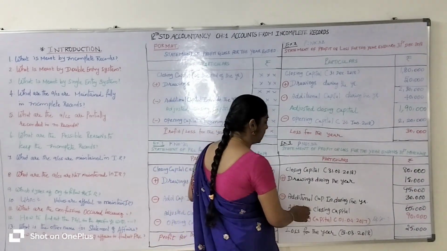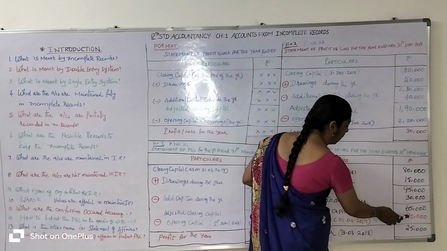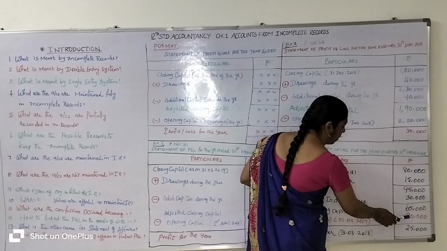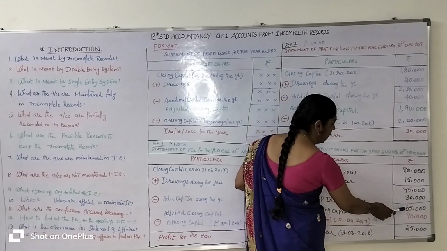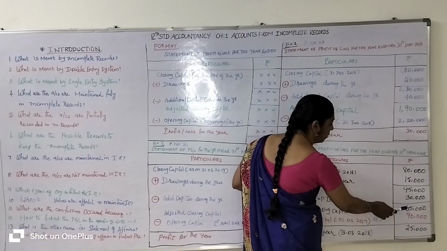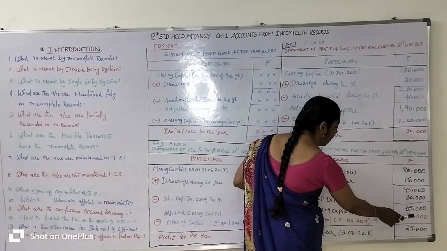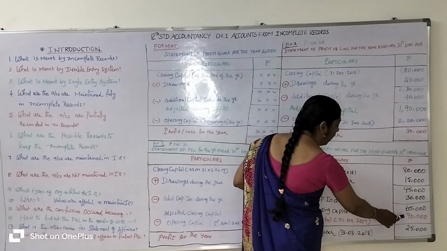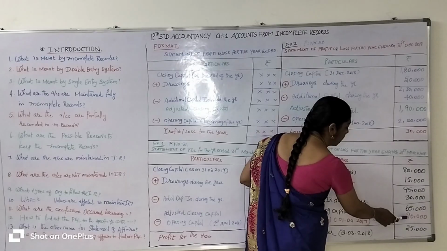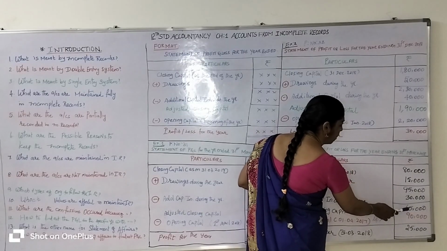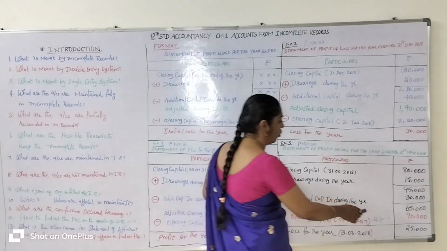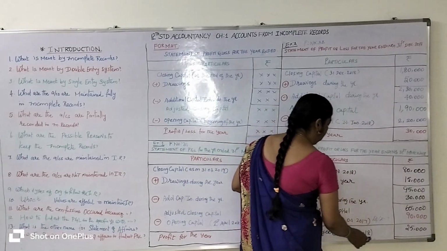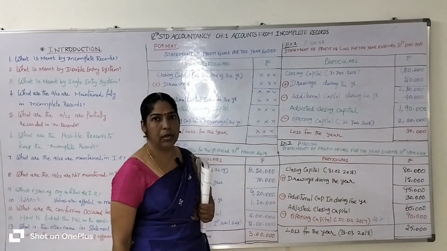Listen, if the adjusted closing capital is less than the opening capital, then it is called a loss. So the adjusted closing capital is less, 65,000, than the opening capital value 90,000. After subtracting, the difference between the adjusted closing capital and opening capital is 25,000. This is denoted as loss for the year.